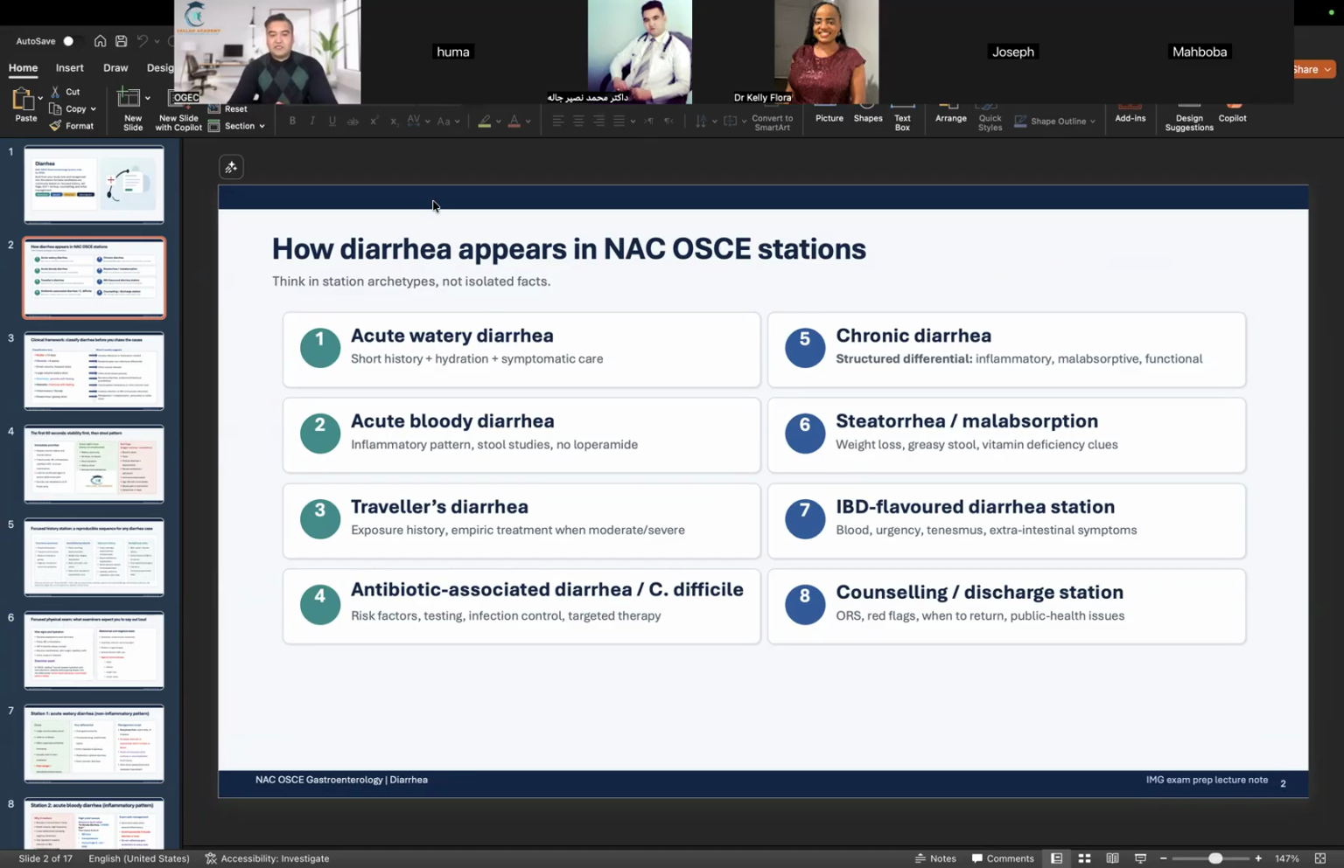One of the most important things that you need to remember: if there is fever with diarrhea and blood in the stool, please do not prescribe the patient loperamide or any anti-diarrheal agent. Travel: if the patient has diarrhea secondary to exposure to certain foods, or unsanitary, untreated water and food, and the patient has traveled recently, then give empiric antibiotic treatment when moderate to severe.